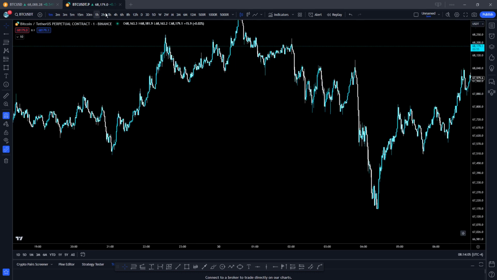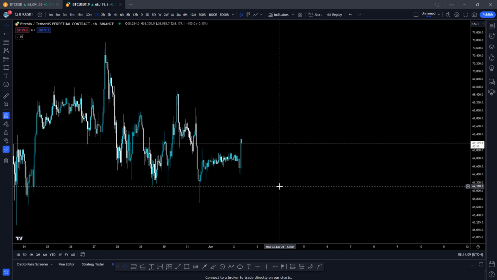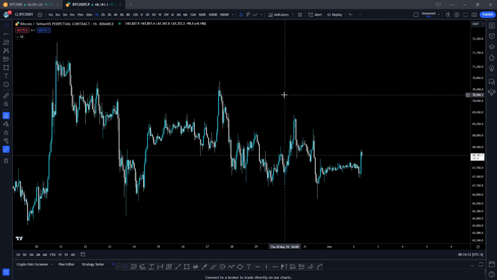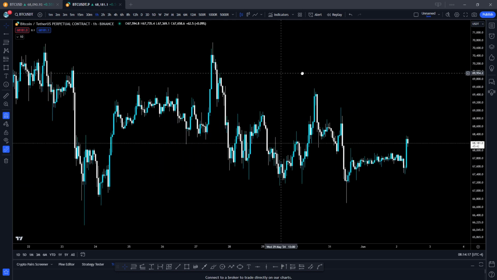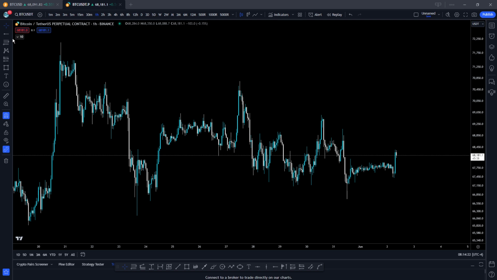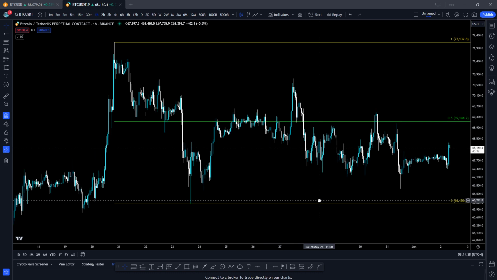So let's go ahead and zoom out real quick. I'll do a bullish one real quick, and we will wrap up the video. All right, so I want to take that same range. It's going to be this range here. So this is the previous week range.